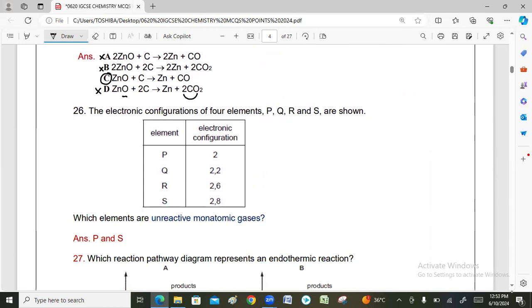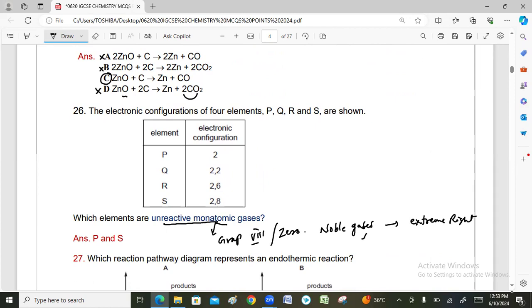Now the electronic configurations of four elements P, Q, R, and S are given. Which elements are unreactive monoatomic gases? Unreactive monoatomic gases are the property of group 8 elements, or you can say group 0 elements. Group 0 elements are the noble gases, and noble gases are present on the extreme right of the periodic table.